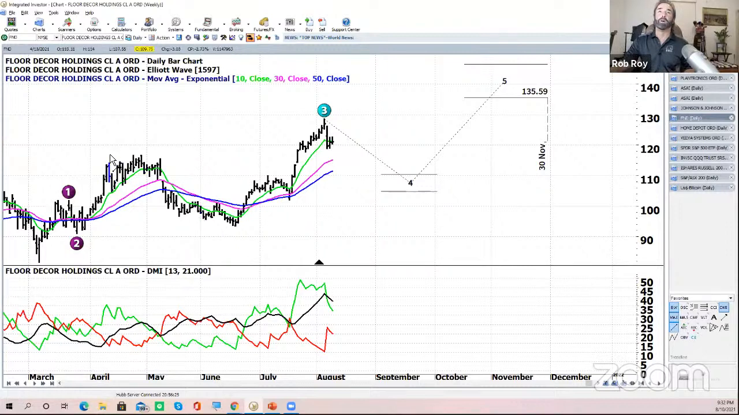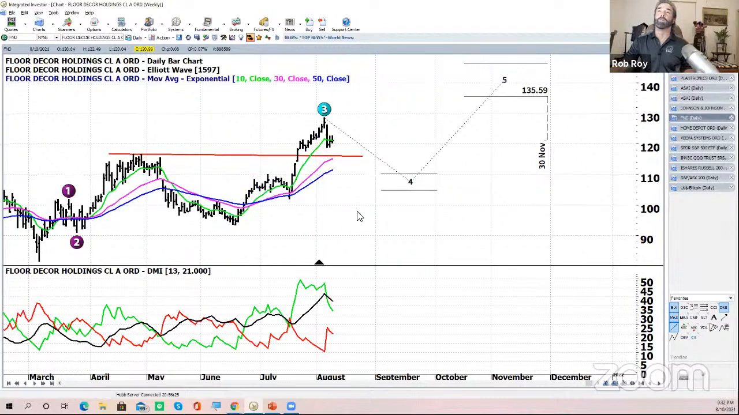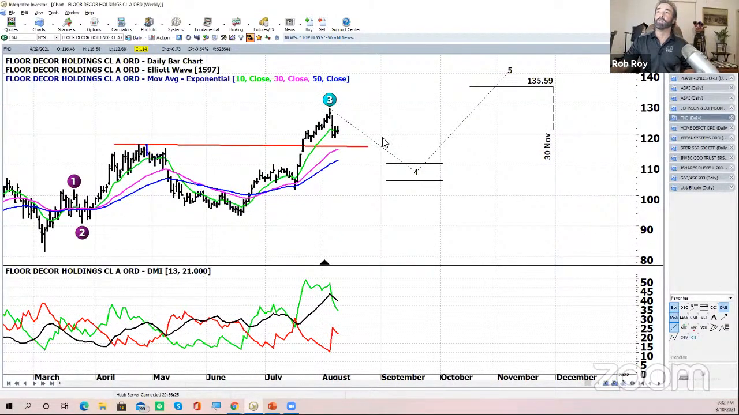If you're wondering, at what point in time would you consider saying, hey, maybe this one isn't going to do what we thought, and take it off? Well, we have support there that we haven't come down to yet. But if we were to break that 115 level, yeah, I would say just release this one and let it go.